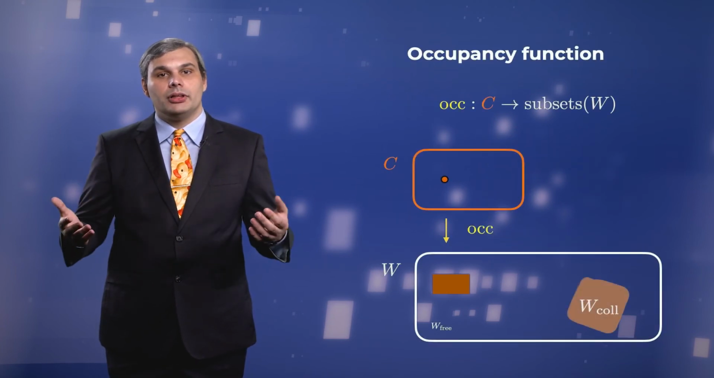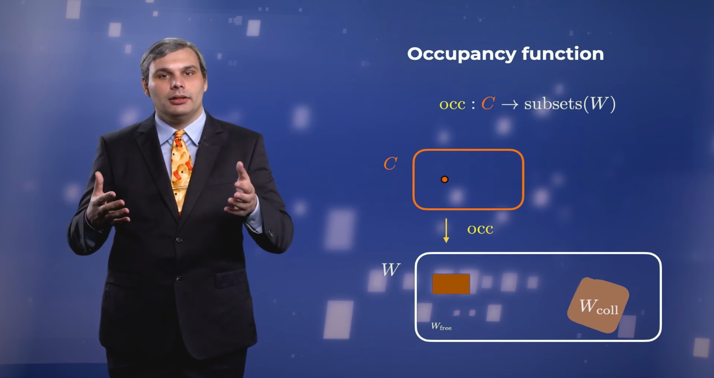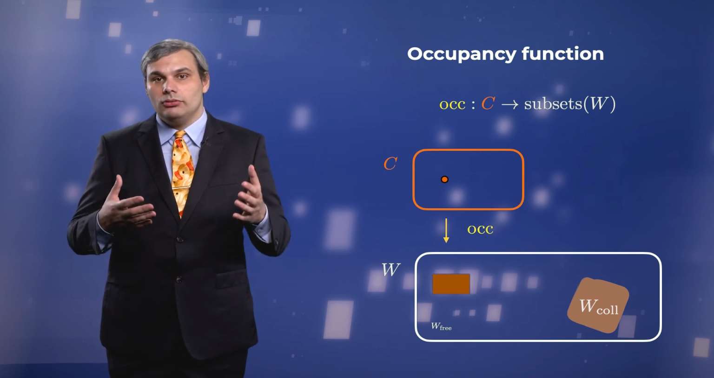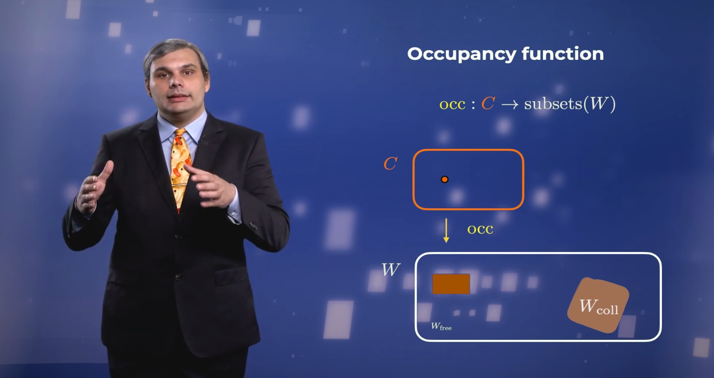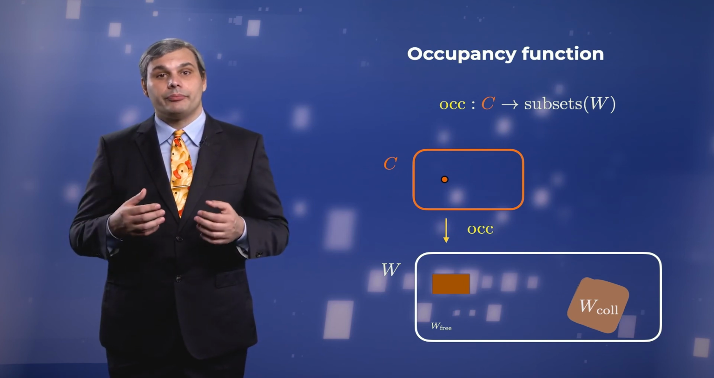The occupancy function is the map from the configuration space to the subset of the workspace that is occupied by the robot. For example, for a duckybot, the occupancy function is a map from SE(2) to a subset of R2 that is the shadow of the duckybot. This subset is sometimes called the footprint.